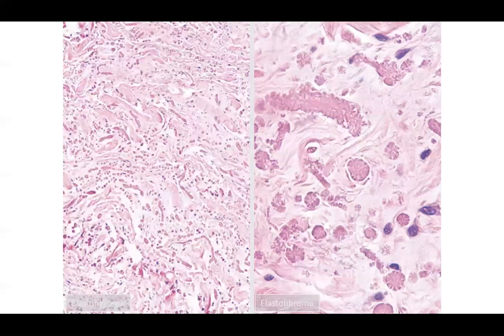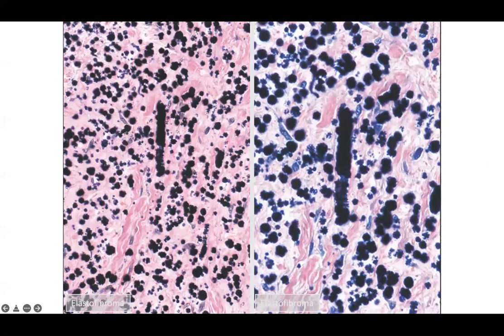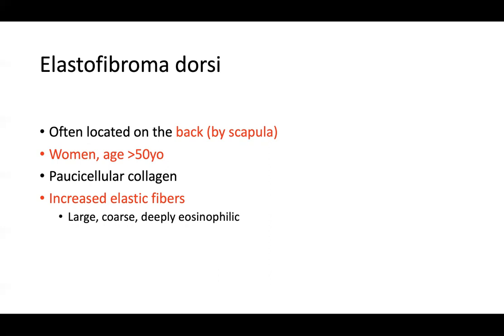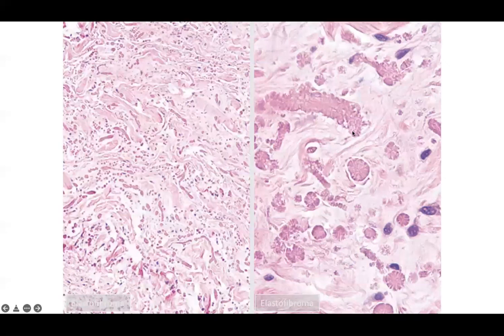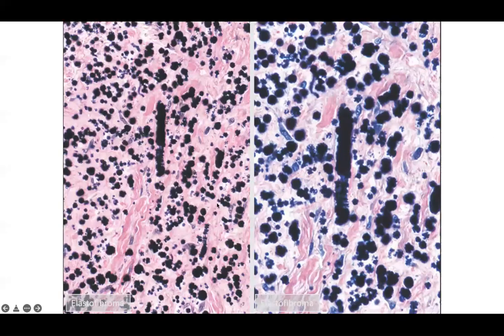So here you see these very dense pink fibers. Some of them look like they're becoming calcified, even on the H&E section. You could do an elastic stain and really highlight those areas of dense elastic fibers. This is obviously thicker than what you'd expect to see in a normal elastic stain in skin. So that's going to correlate with the increased elastic fibers. They're large, they're coarse, and they're deeply eosinophilic on H&E. And then with your elastic stain or Verhoeff-Van Gieson stain, you'll be able to really highlight those dense elastic fibers.